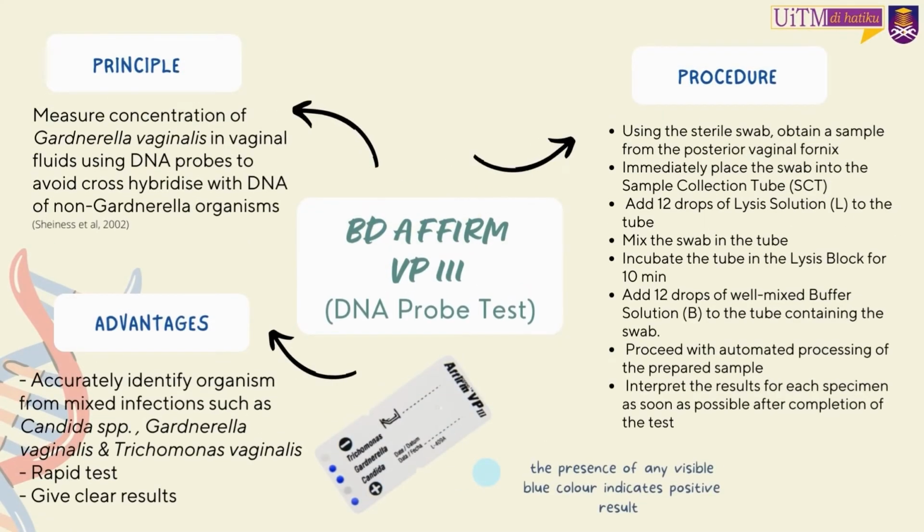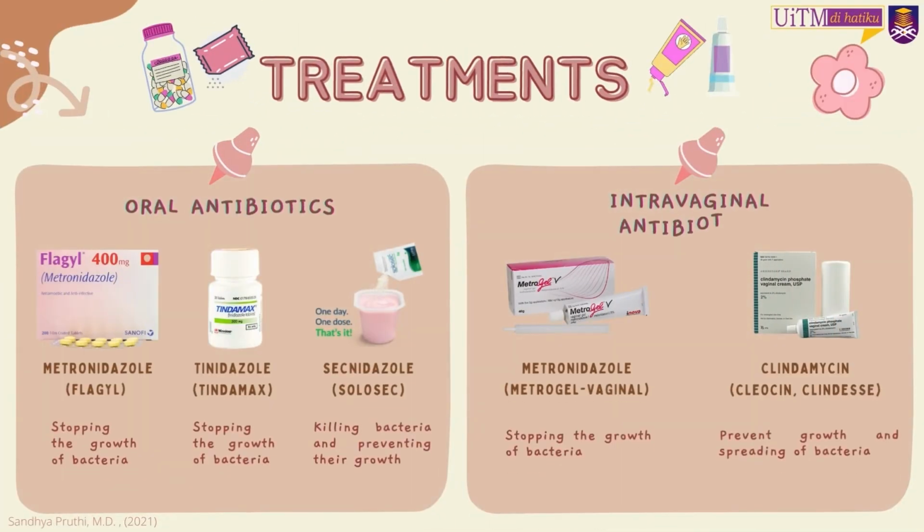Another method to detect the presence of Gardnerella vaginalis is by DNA probe test. It is also known as PD-FMVP3. For the treatments, there are oral antibiotics which need to be taken orally and intravaginal antibiotics, which is a gel or cream that needs to be inserted into the vagina.